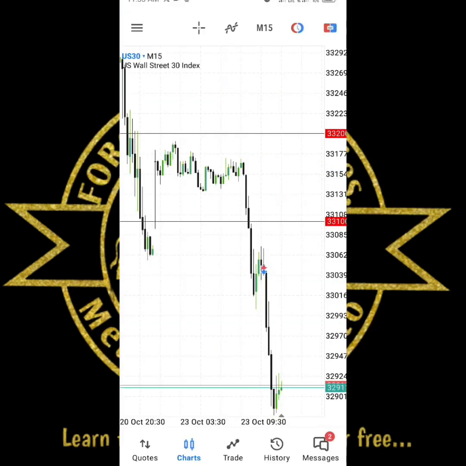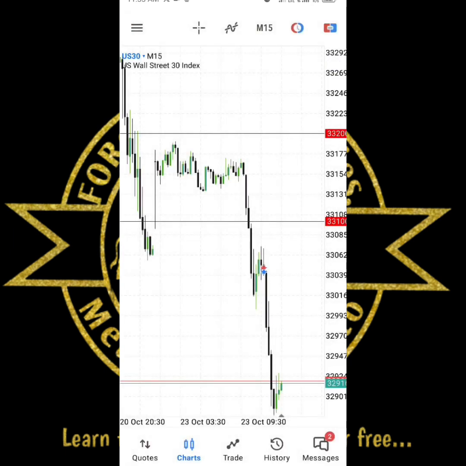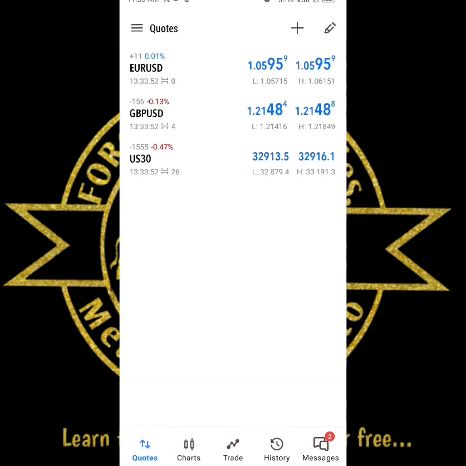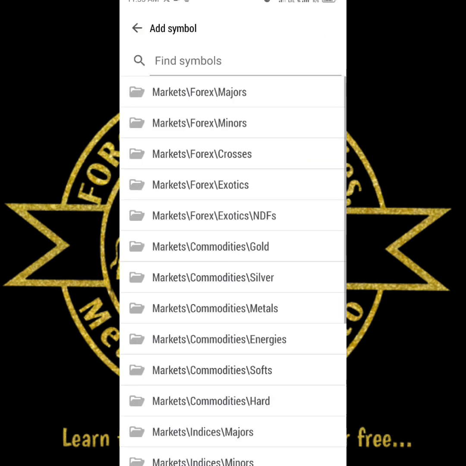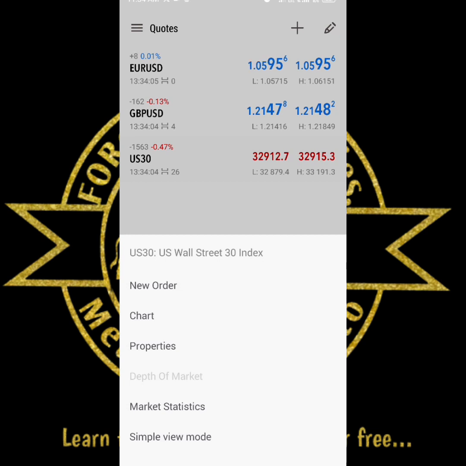Okay, here is my Meta 5 account, and this is Pepperstone broker. Now the first thing is, how do I determine the contract size? It's very easy. You go to your quotes, and once you go to your quotes, you go to your US30. If it's not here, you just add this plus sign and you search it and add it. So I've already added it here. You just tap the US30, then you go to properties.